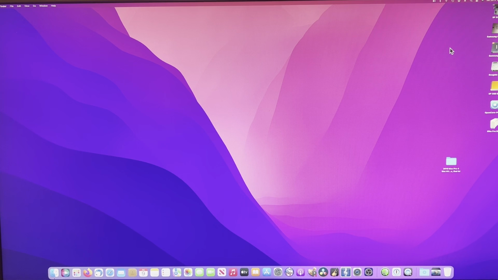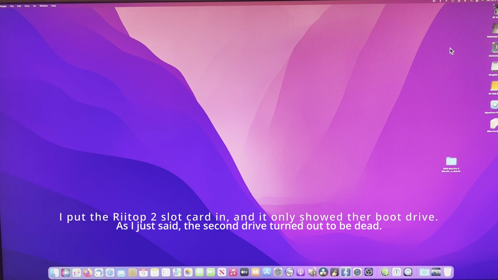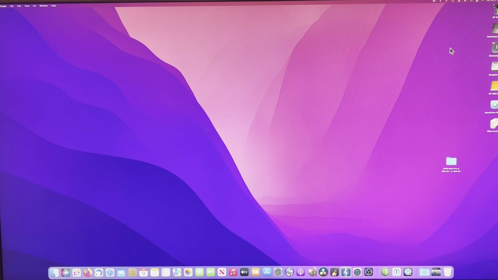Okay, and here it is. I pulled the drive that was in there out. I put it into an external enclosure and plugged it into another computer. And sure enough, that one drive was dead. I don't know how it was working last night. But anyhow, we now have our boot drive here. And here's the second SSD on that same card.